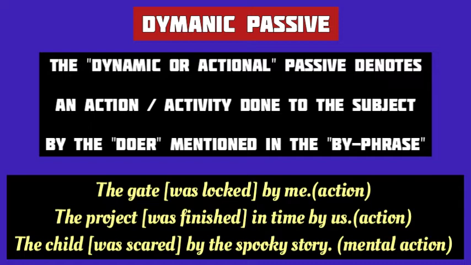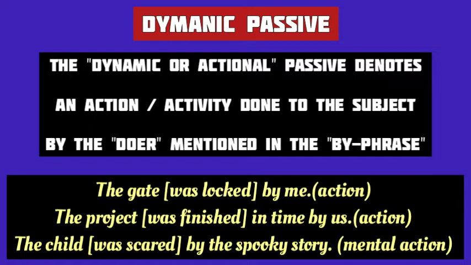And the doer or agent of the action, "me," is mentioned in the by phrase at the end of the sentence. In the second example, the passive construction "was finished" also denotes an action, the act of finishing the project. Hence, it's also dynamic passive. In the last example also, we notice that the passive construction "was scared" denotes the mental action of scaring the child. And here, the agent or doer of the action is the spooky story mentioned in the by phrase.